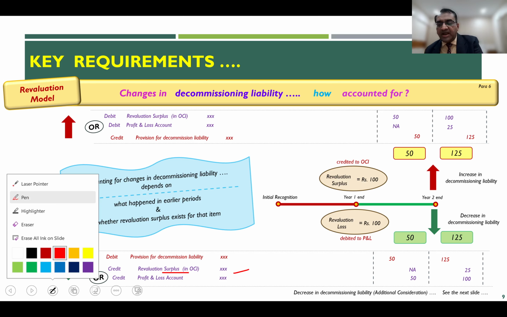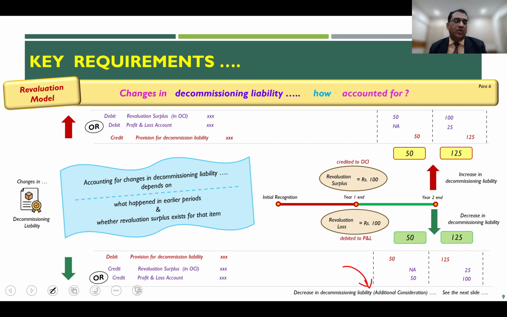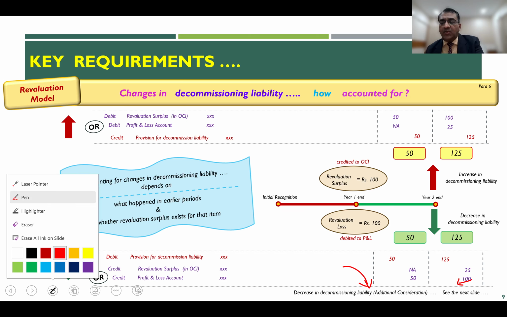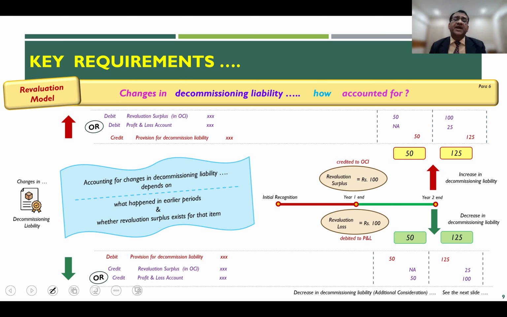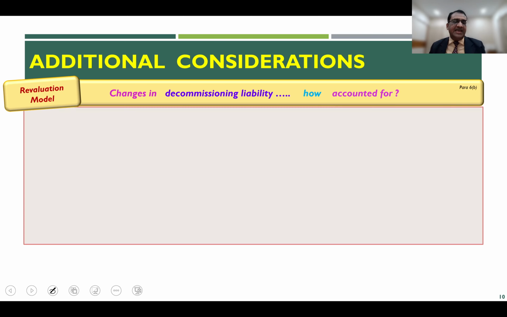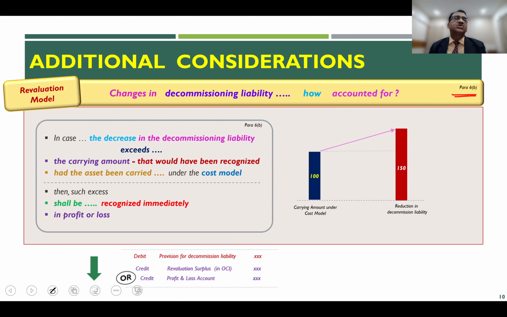Now, there is one more additional consideration we have to look at in the next slide, which is also required under IFRIC 1 and Appendix A to Ind AS 16 when there is a decrease in the decommissioning liability, apart from what you just now saw. Paragraph 6b of IFRIC 1 and Appendix A to Ind AS 16 says you should look at this additional consideration also.